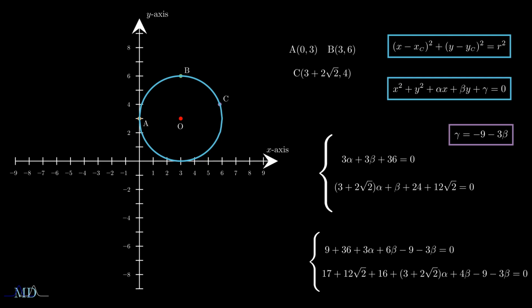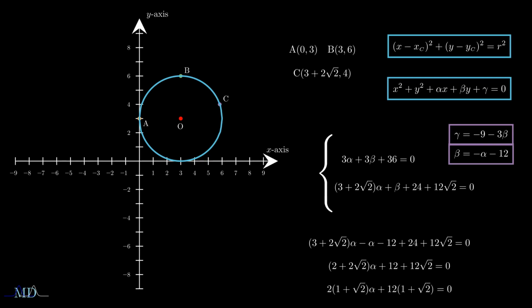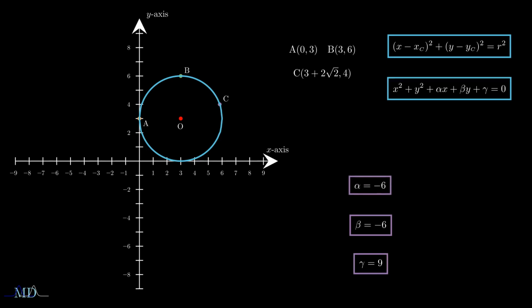From the first equation we can isolate beta. And substitute it in the other equation. Again we do some calculations. And we arrive at the equation 2 times alpha plus 12 equals 0. Therefore alpha equals minus 6. Beta is equal to minus alpha minus 12. That is minus 6. Eventually gamma is minus 9 minus 3 times beta. That is worth 9. We have alpha equals minus 6, beta equals minus 6 and gamma equals 9.